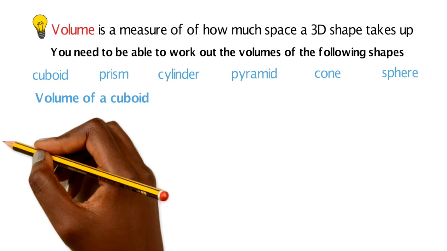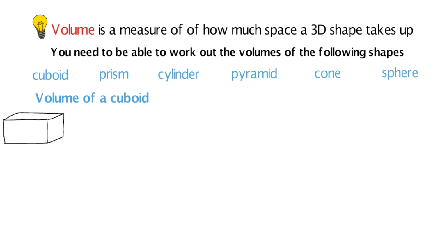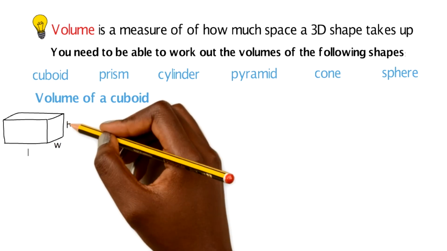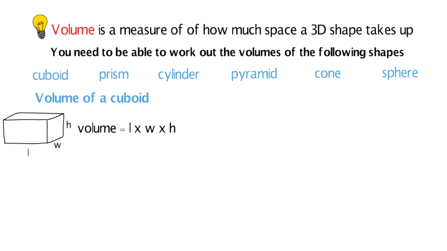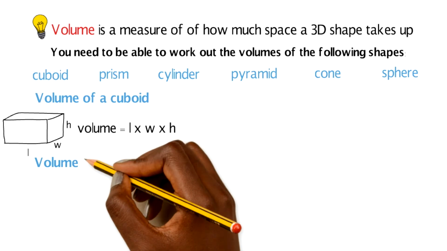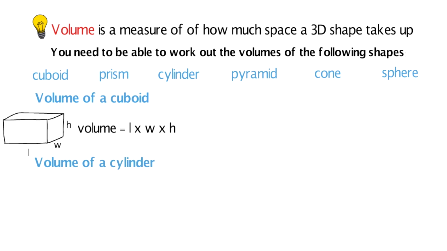So first of all, the volume of a cuboid. So here we have our cuboid. A cuboid has a length and width and height. So in order to work out the volume, it is just length times width times height. Then now we have the volume of a cylinder.